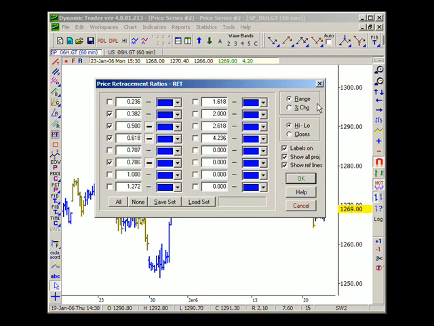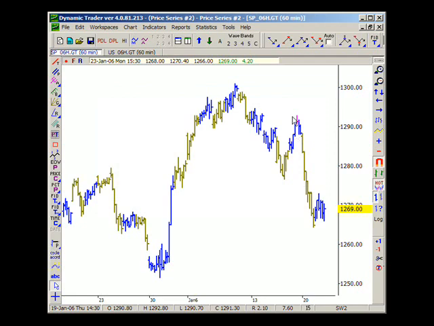Now, you do also have the choice to do the retracements by range or percentage change, and to do them from the high or low of the bar or from the closes. And then we can display the results in several different ways with the labels on and show the projection lines and reference lines. And of course, for this tutorial, we show all that information. So once we have the ratios chosen that we want to use, we can just go OK.